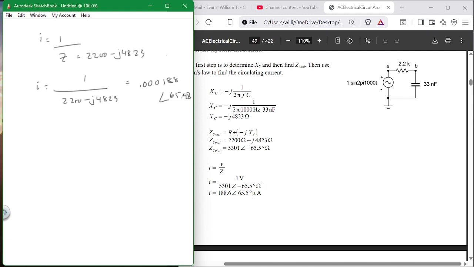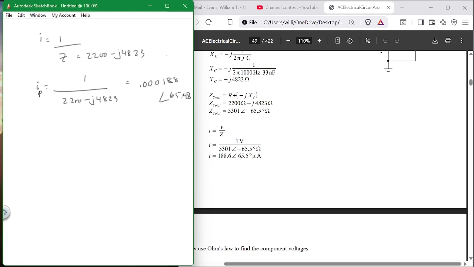Use what? Well, this whole problem is worked with peak. So this would be an I peak. You don't have to write IP as opposed to IRMS. It's just this whole problem is worked with I peak because that's what they give you. You work the whole problem based on what they give you. That's all it is, okay? That's a good question. All right, does everybody see this? It's 188 microamps at 65.5 degrees.